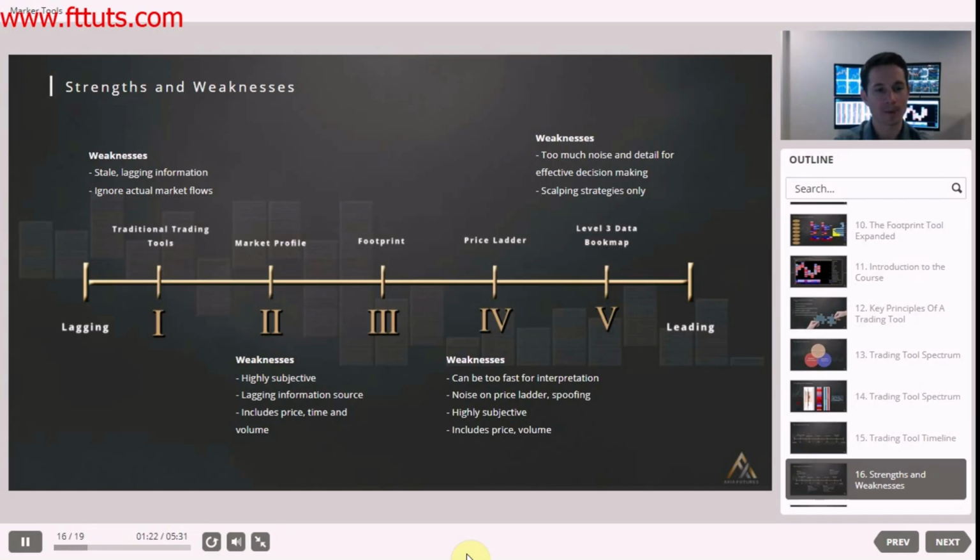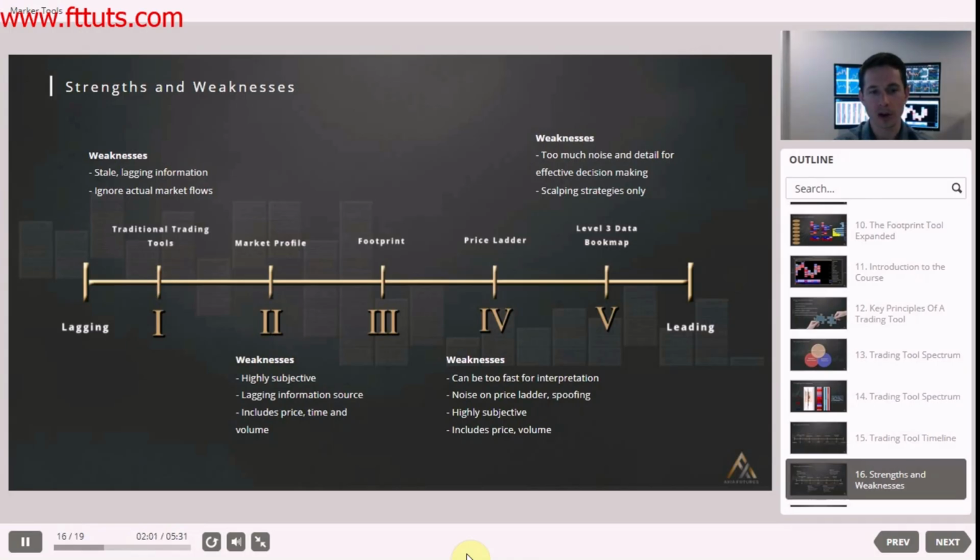Now, the first tool I'm going to talk about is the most lagging, which is your traditional trading tools. So obviously your candlesticks with your candlestick tools like your Bollinger Bands and your moving averages, etc., etc. Now, the biggest weakness is that the information is very stale and it's very lagging. And most importantly, these traditional tools tend to ignore actual market flows. In other words, like I was showing you earlier in the example, when we drill down the traditional candlestick, it's simply showing you the open, the close, the high, and the low. It's not showing you any kind of flow or interaction going on between the buyers and sellers.